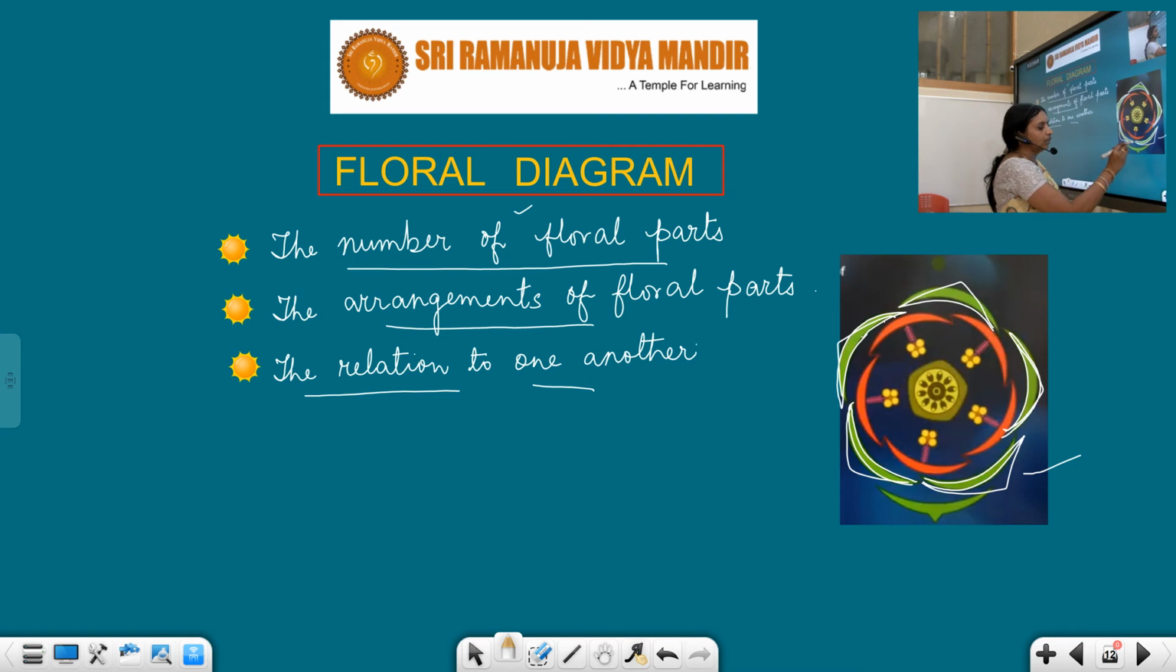But here you see that these sepals are not united. So this is the polysepalous condition. The number of sepals is 5, but they are not united. So we can write it in the floral formula also. The number of sepals is 5 and they are not united, and the estivation is twisted. That we can observe in the floral diagram.